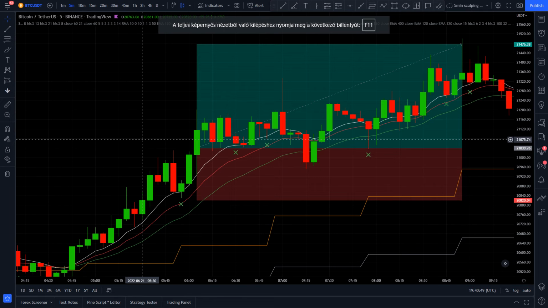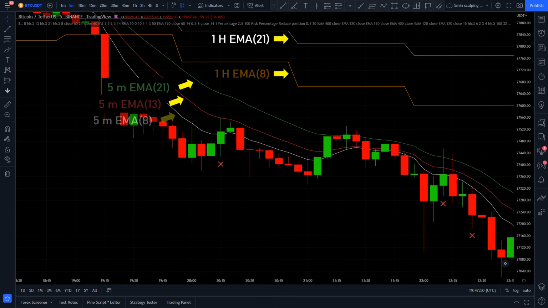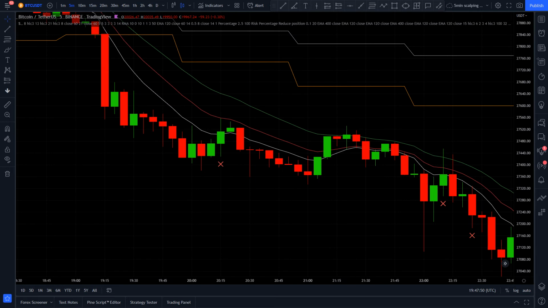Now let's see a short example and then I will show you the full script and how you can get access to it. For short, we are looking for the opposite. First, we need to see the 1-hour 8 length EMA to be under the 1-hour 21 length EMA. Then we need to see the 5-minute EMAs lining up in the following order. On the top, we need to have the 21 length, in the middle the 13 length and on the bottom the 8 length.